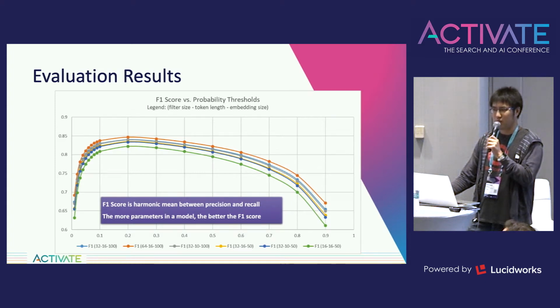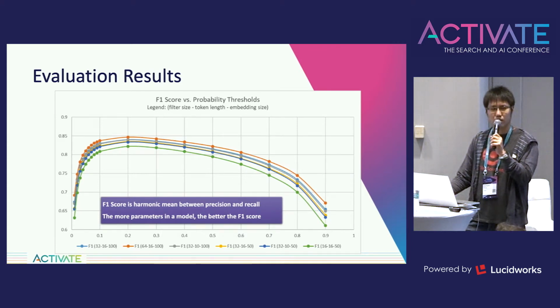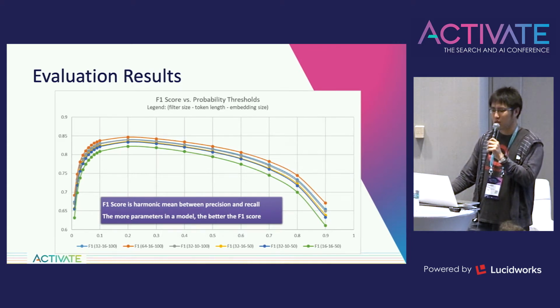But there's a drawback: the more parameters, the more complicated the model gets, so it's very computation intensive. So we had to find the right balance between the computational resources we have and the throughput we need to have. We spent some time on doing that.